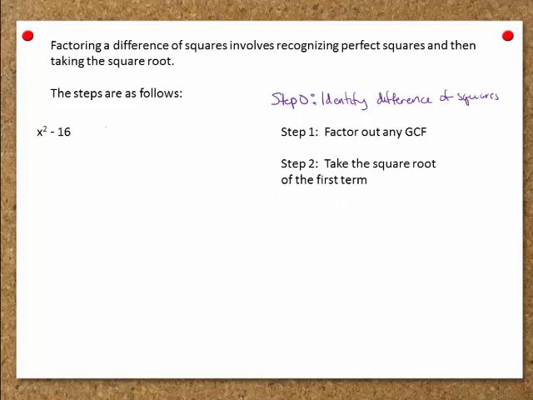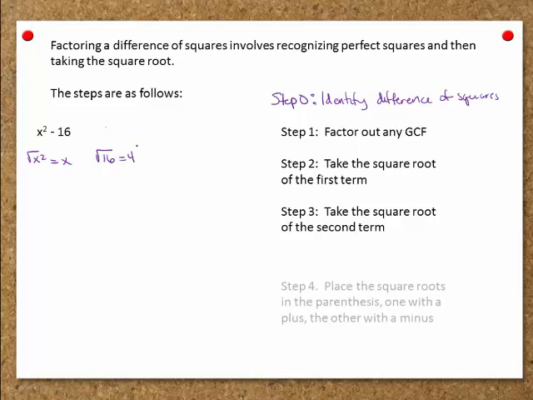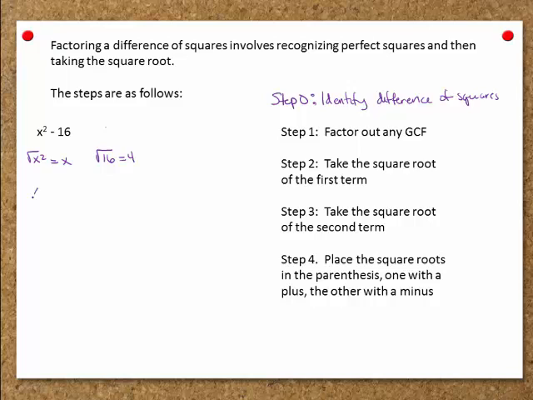We take the square root of the first term. The square root of x squared is x. We take the square root of the second term. The square root of 16 is 4. And then we place the square roots in the parentheses with a plus and a minus. So that tells us that x squared minus 16 is equal to (x + 4)(x − 4).